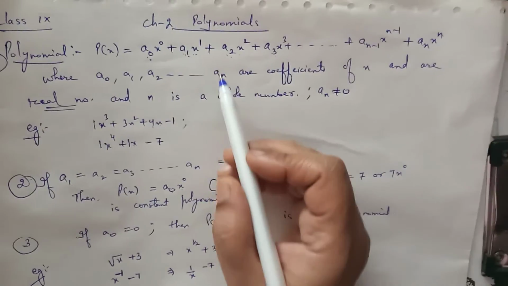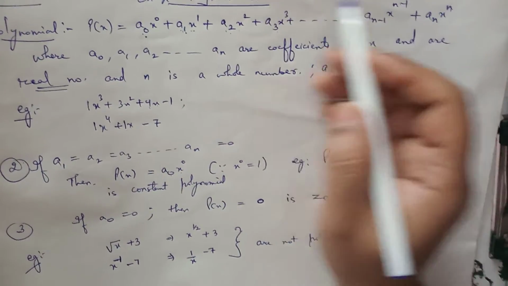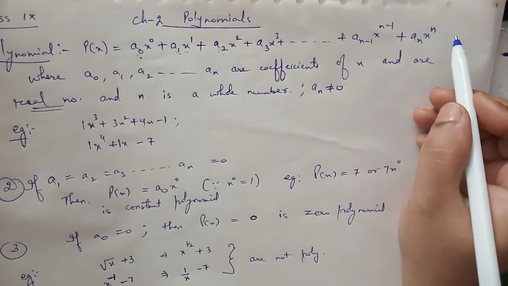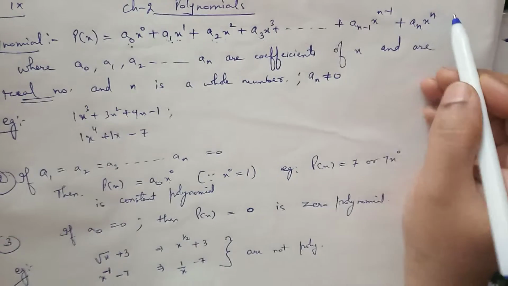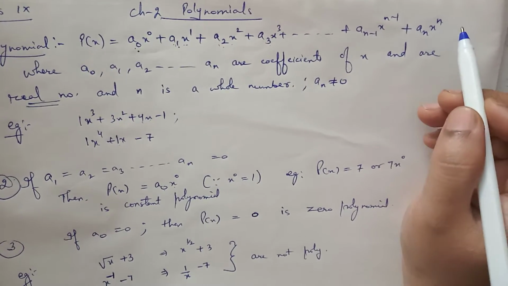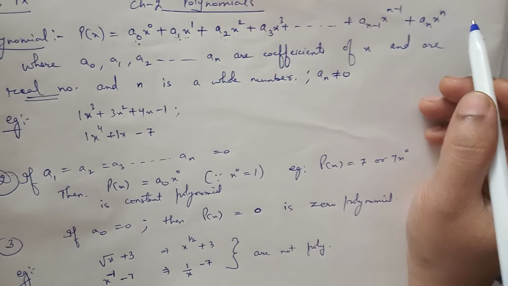Now, if this polynomial is equal to 0, then it will become an equation. The same polynomial, if it is equal to something, equal to 5, equal to 7, then it will be an equation and it will not be a polynomial.